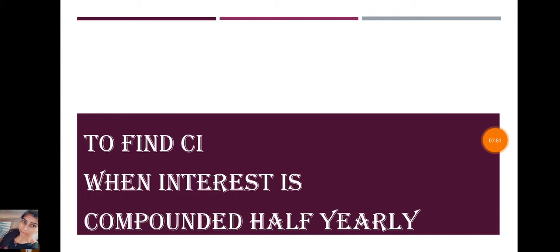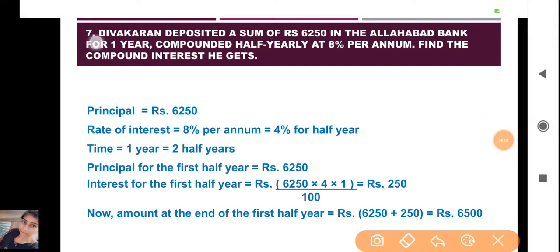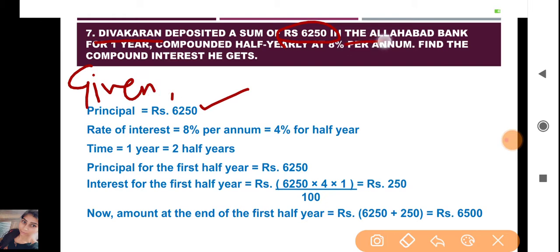Now the second type of question is, we need to find out compound interest when it is compounded half yearly. So let us see the question. Divakaran deposited a sum of rupees 6250. So this is the principal for the first year, which I have written here. These are the things that are given here. Now in the Allahabad Bank for 1 year. So time is given as 1 year.